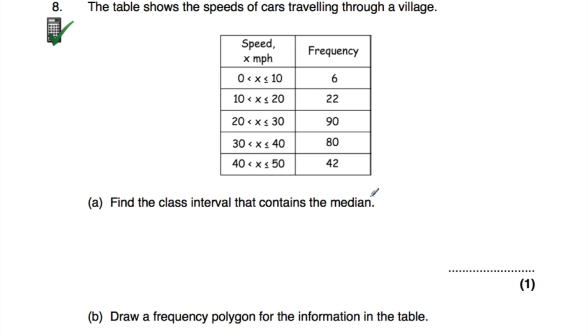In other words, if we've got all the speeds and we arrange them in order and find the median, would the median be in this category? Would it be in here? Would it be in here? Would it be in here? Or would it be in here?